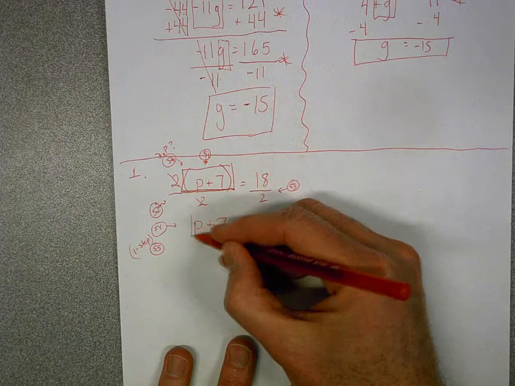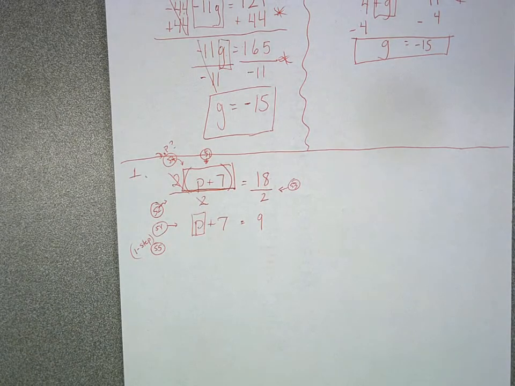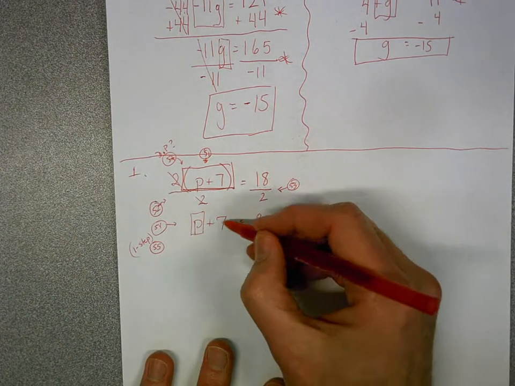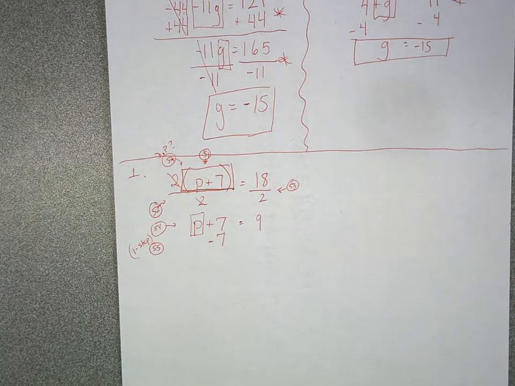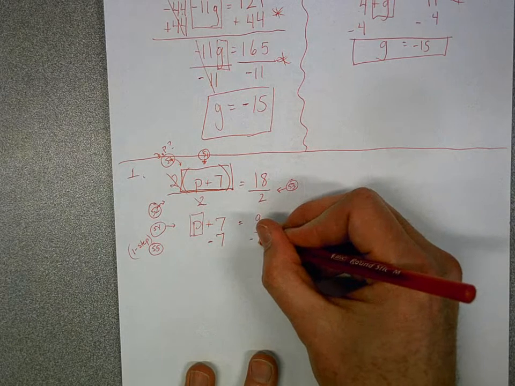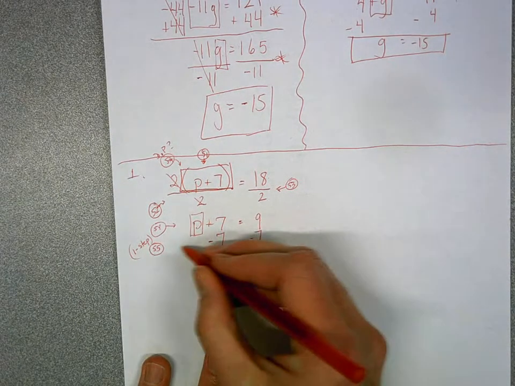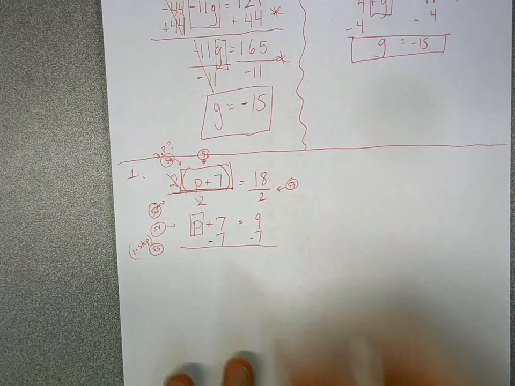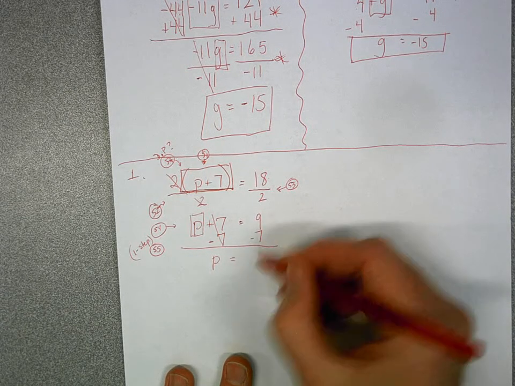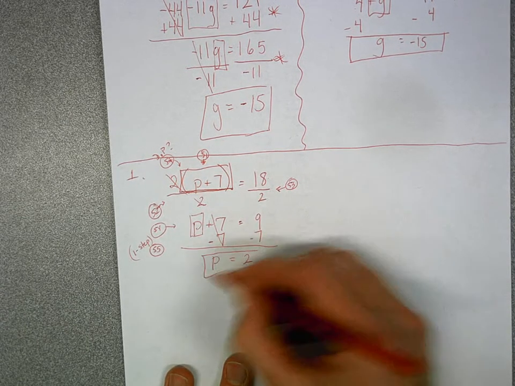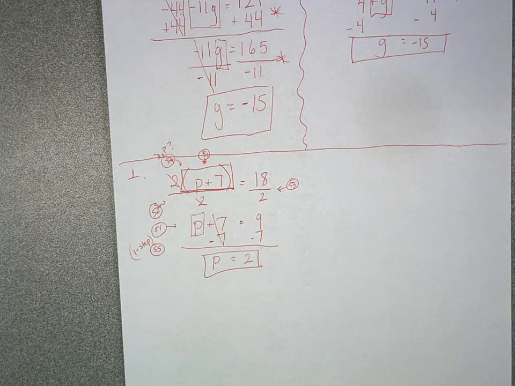So I box in our variable, just our variable. 7 is being added to it, so I do the inverse. I'm going to subtract 7 on that side. I go to the other side, subtract 7 there. And when those cancel out, I end up with p is equal to 9 minus 7, which is 2. And there's our answer.